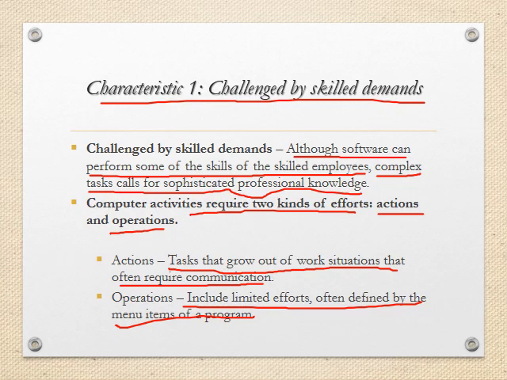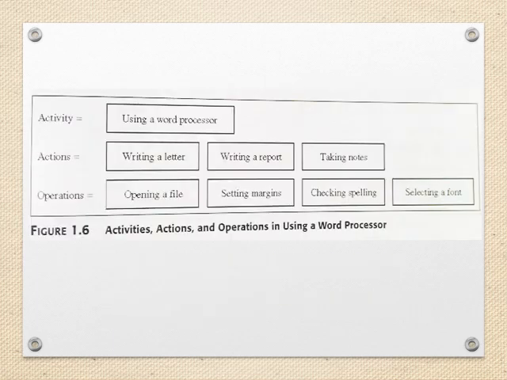Next, we will explain it using this slide, which gives a brief representation of what we mean by activity, actions, and operations. When we use, for example, a word processor or Microsoft Word, the activity is that we want to use Microsoft Word. Why do we want to use it? What kind of action do we want to do? Do we want to write a letter, write a report, take notes?